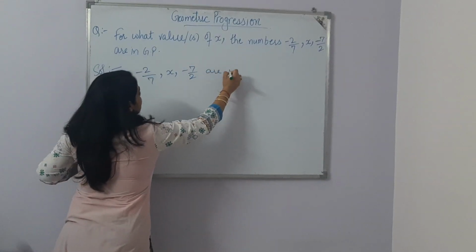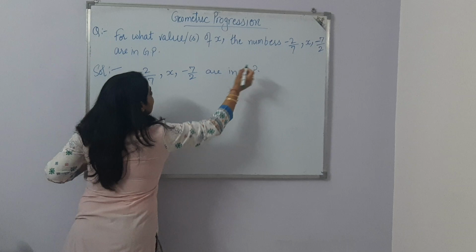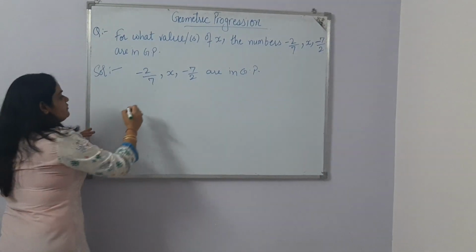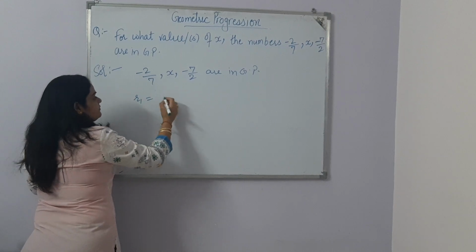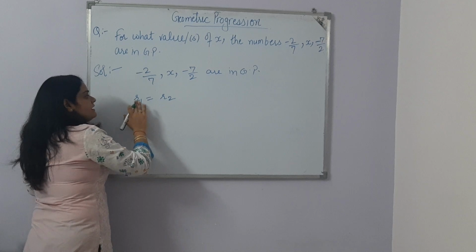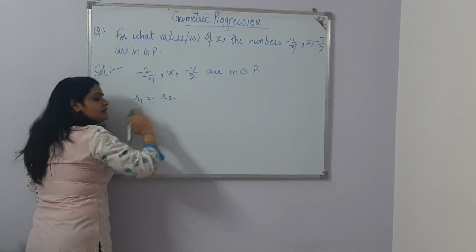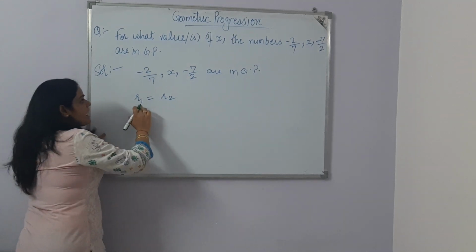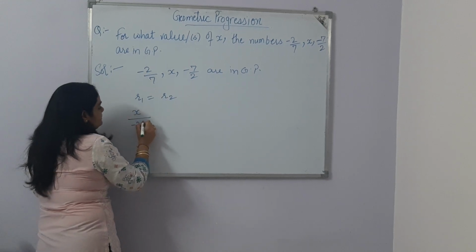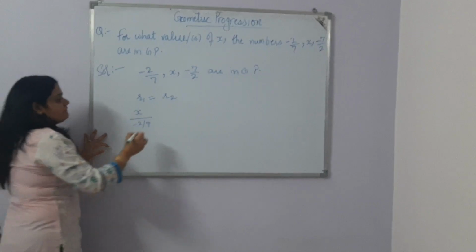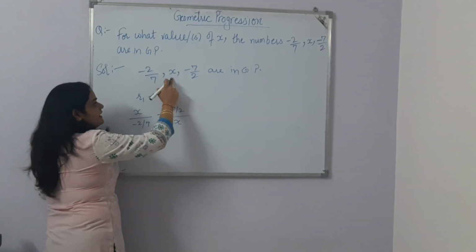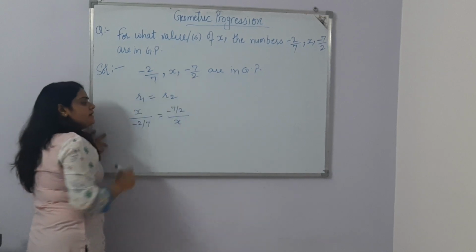If these are in GP, that means the ratio is common. First of all, we'll calculate both ratios simultaneously, where R1 is equal to R2. How do we calculate R1? A2 by A1 is x upon -2/7, and A3 by A2 is -7/2 upon x.